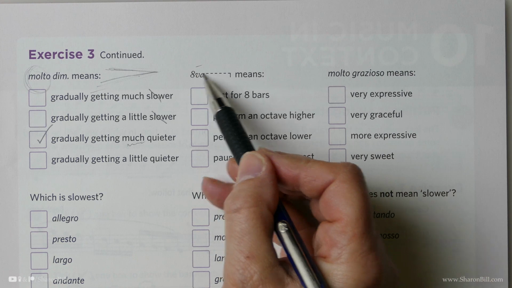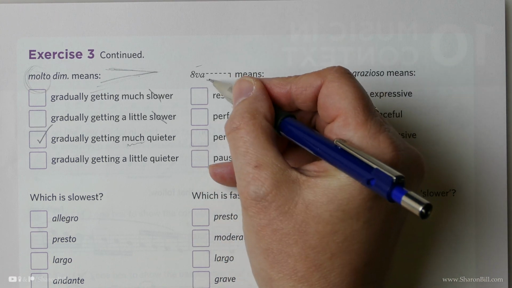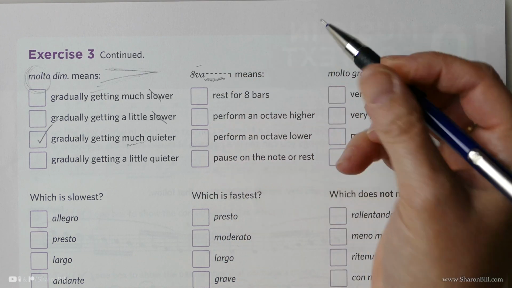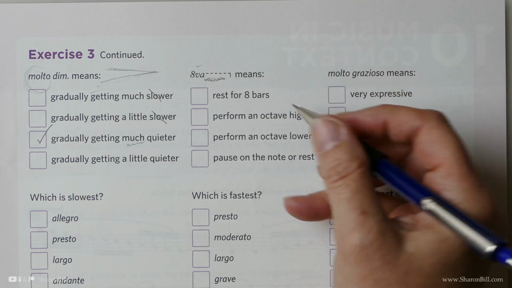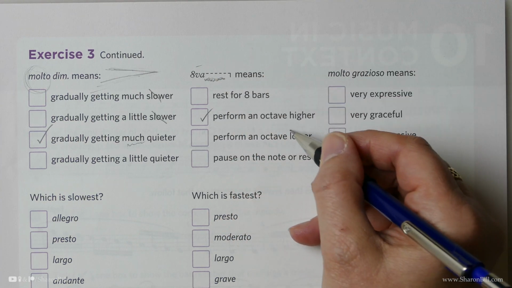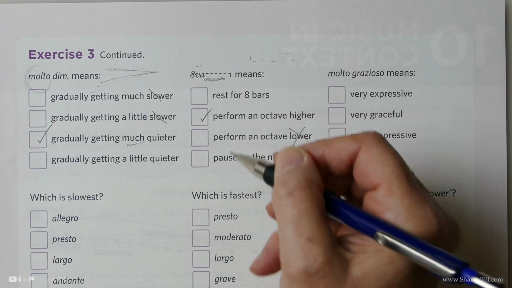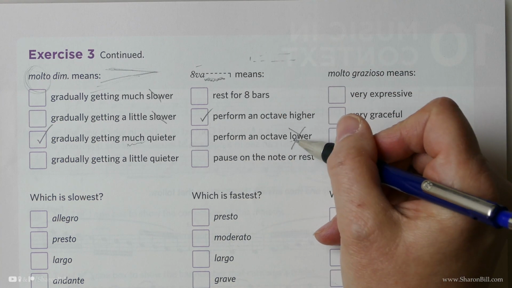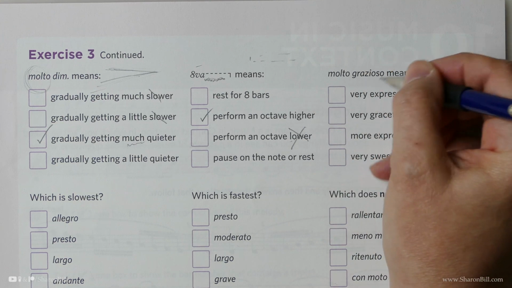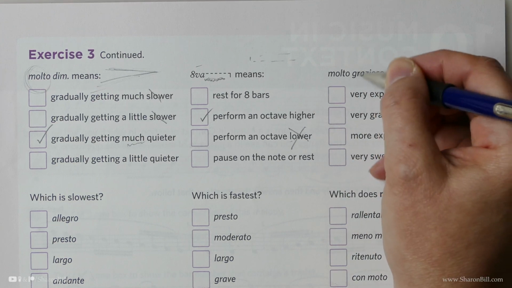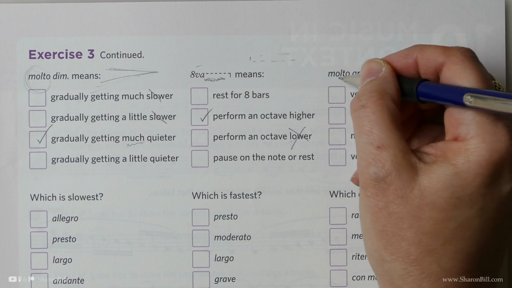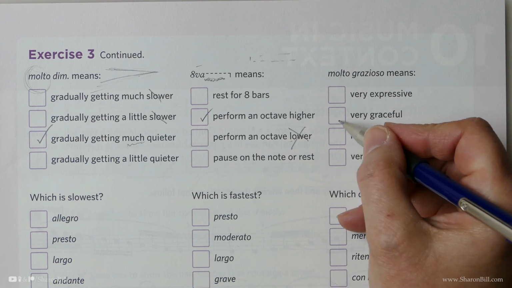Here we have the octave above sign. It's above the music. The music would be here, and so it's performing it an octave higher. It's not the lower one because that would be underneath the music. So just watch out there. Now, grazioso, we can easily see that's to do with graceful, and the molto is much, so very graceful.